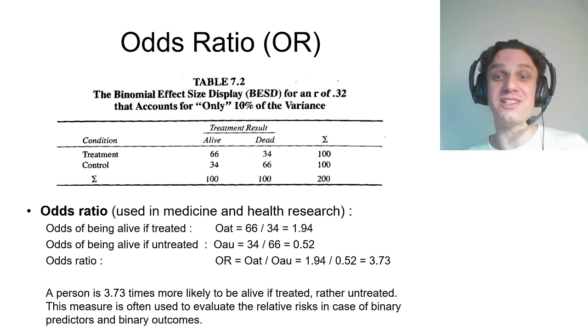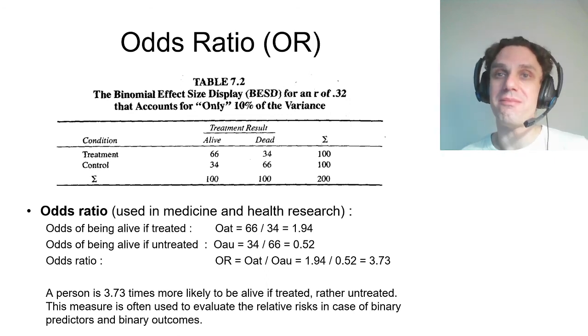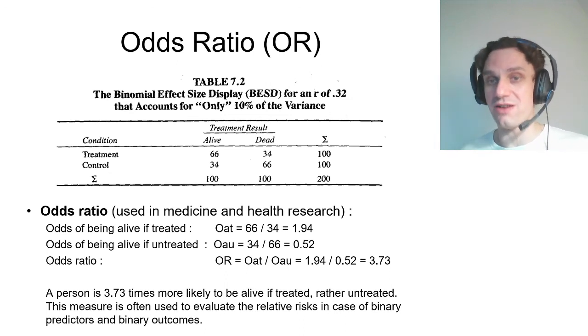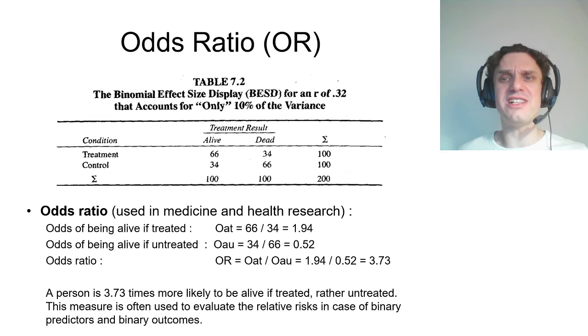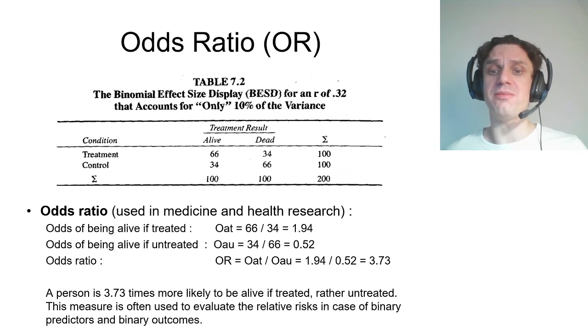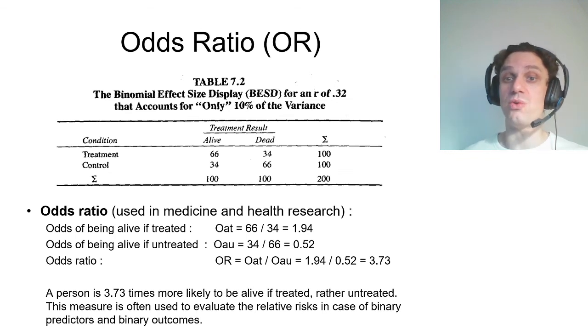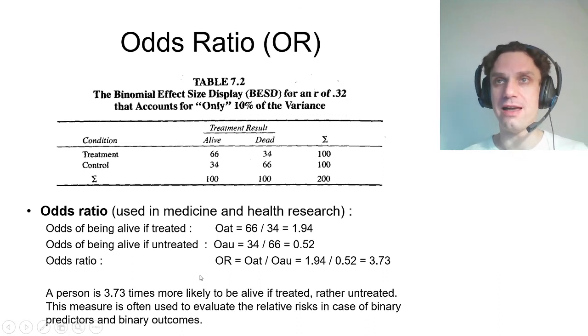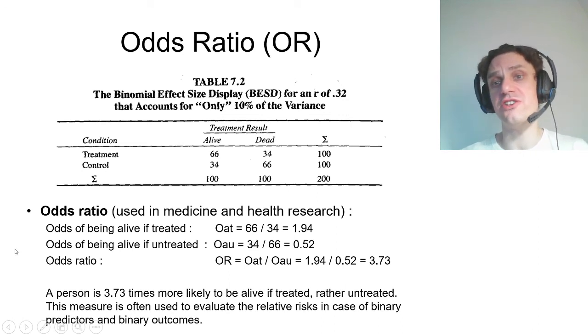That's why it's very often used in health research, but it only makes sense to use it in a case of binary predictors and binary outcomes. Obviously, in psychology, it's rarely that we have variables measured on such a low scale. Usually, at least one of the variables is interval, and then we use common language effect size or d or r, etc. But if you encounter odds ratio, don't be scared.